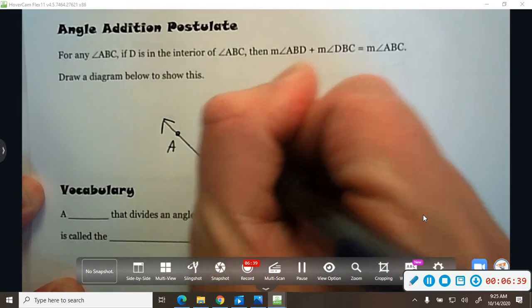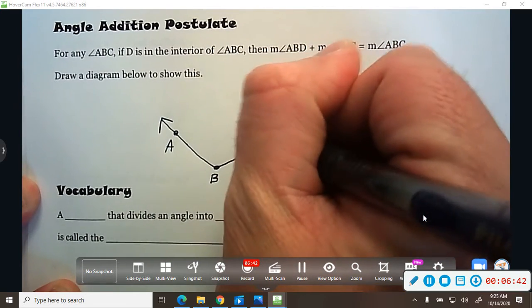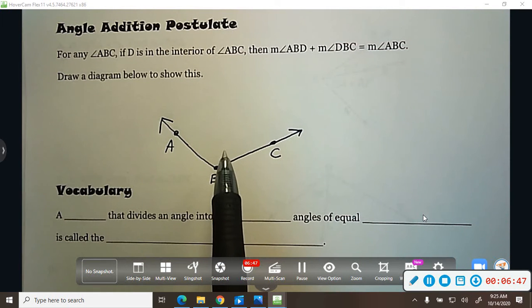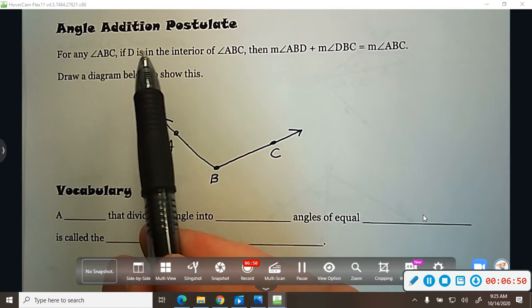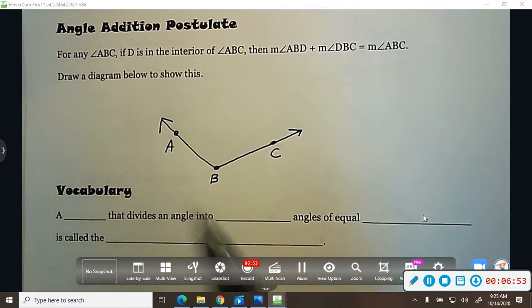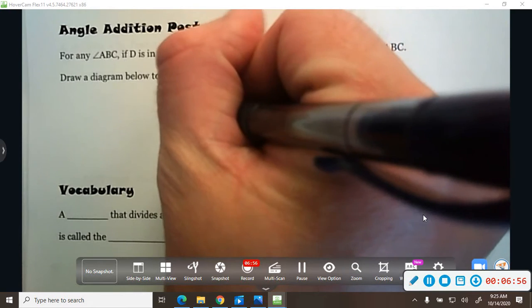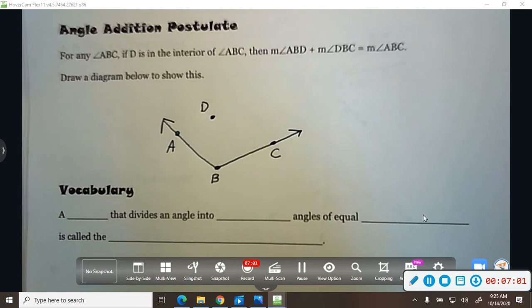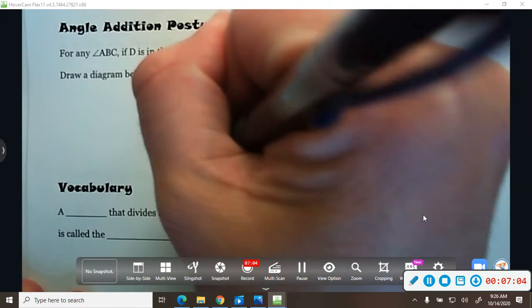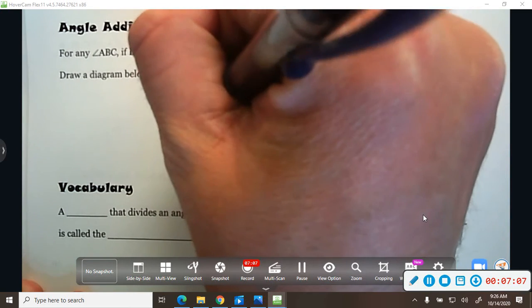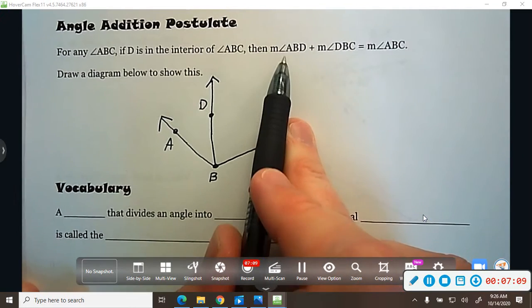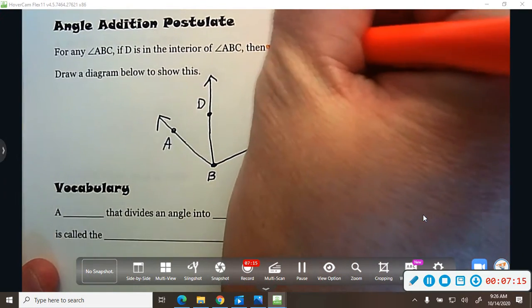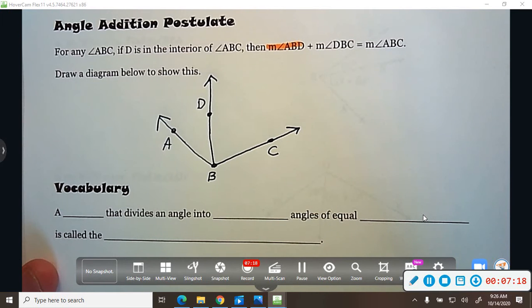And C go this way. So for any angle ABC, and I just drew a random angle, if D is in the interior of ABC, so let me just put D anywhere in the interior, then if I were to make this into angles, we know that the measure of ABD, and that's what M in front of angle means, measure of angle.